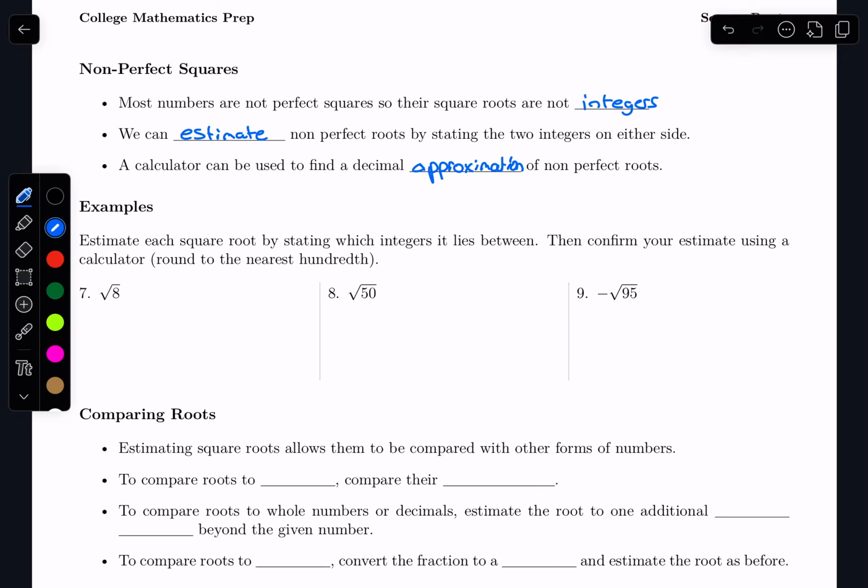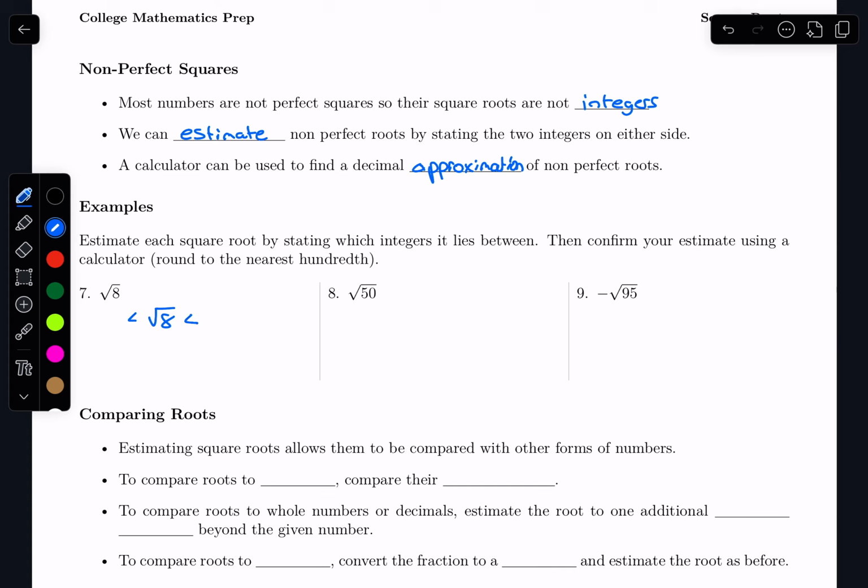So let's look at number 7. We're going to estimate each square root by stating which integers it lies between. Then we're going to confirm our estimate using a calculator where we will round to the nearest hundredth. So we have square root of 8. What we want to do is try to narrow it down to what two numbers square root of 8 is between. So I'm going to write square root 8 in the middle. And then on each side, I'm going to put a less than symbol.